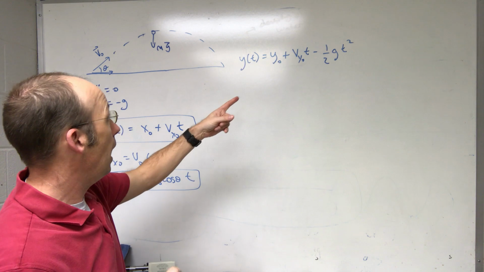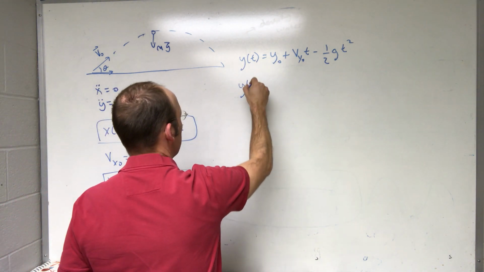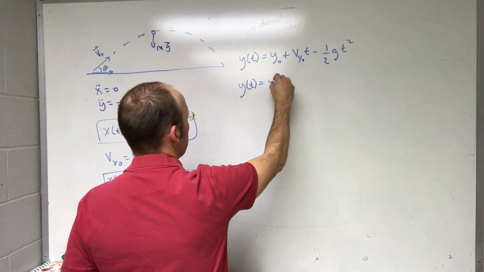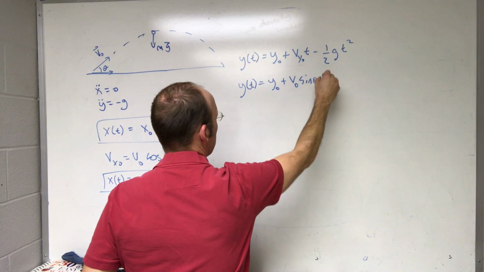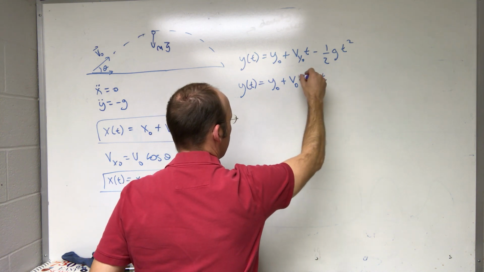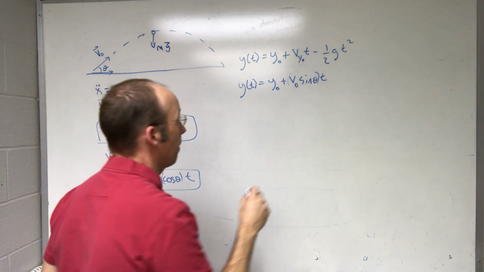Okay. And again, I can find the initial y velocity, and I can write this as v0 sine theta. The t is not in the sine.